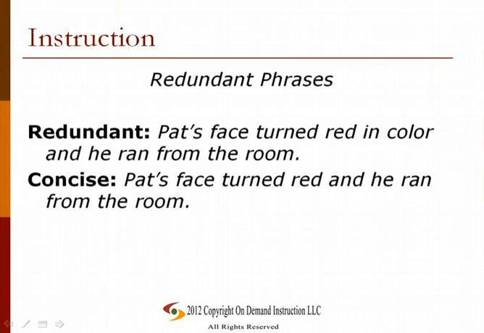Redundant prepositional phrases can clutter your sentences with ideas that have already been expressed by other words in the sentence. You should examine your sentence for these repetitious phrases and remove them.